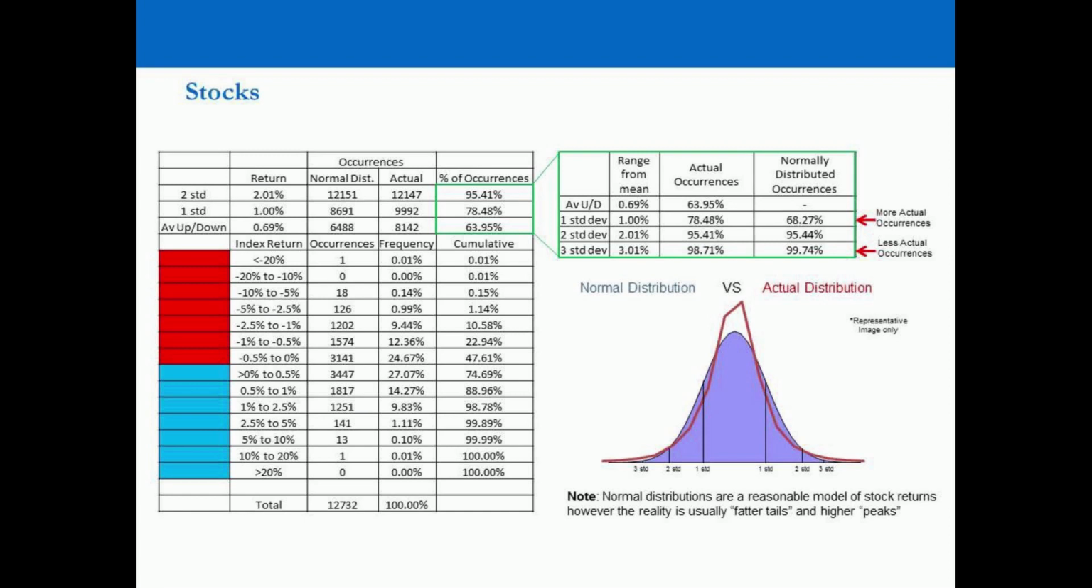But the distribution of the stock market is different to a normal distribution. It's way off. The actual distribution of the S&P 500 is peakier around the mean with fatter tails. And there's a vacuum in the middle between those occurrences. So what does that mean? What does that tell us?